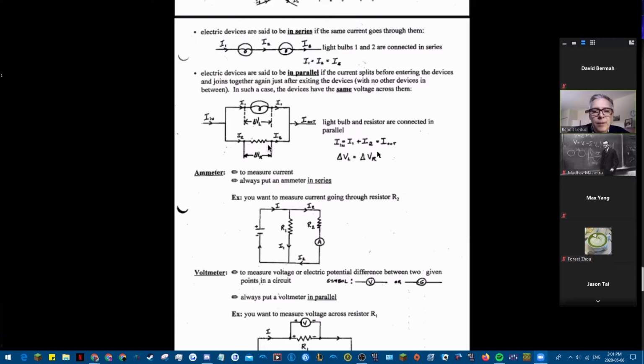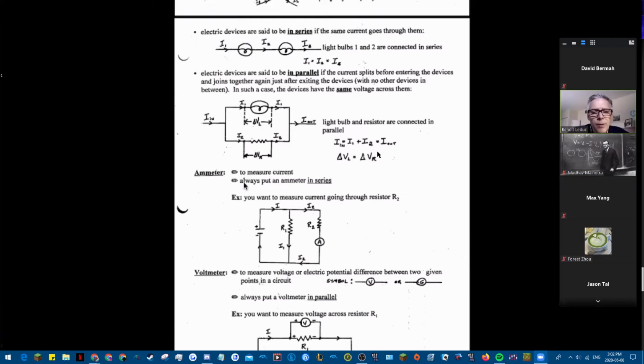Yeah, they're said to be in parallel here. Another definition of parallel is that the voltage drops across devices in parallel are always the same. So the voltage drop across the resistor is the same as the voltage drop across the light bulb. Okay, that's another definition of being in parallel.